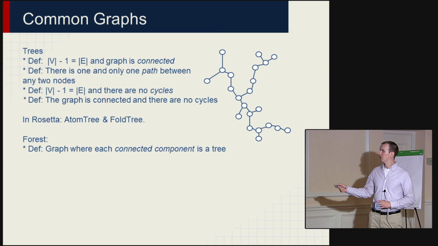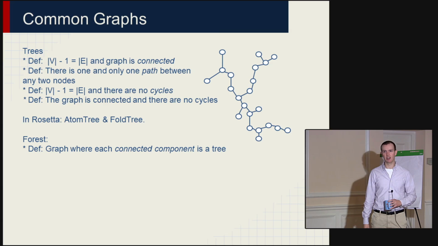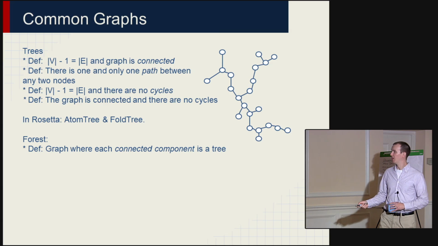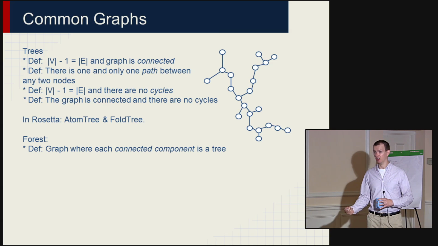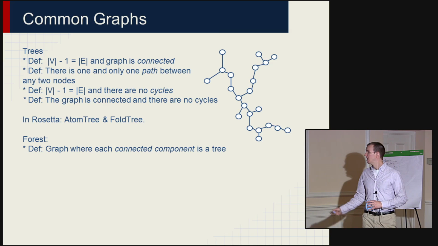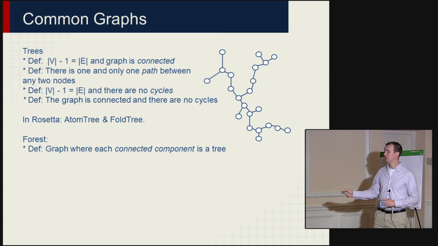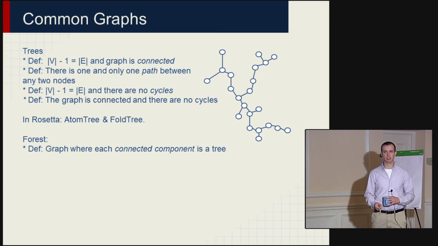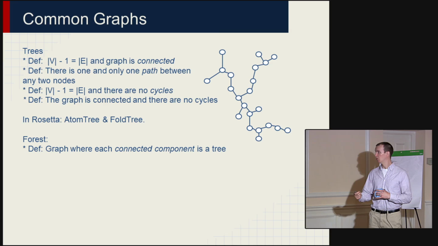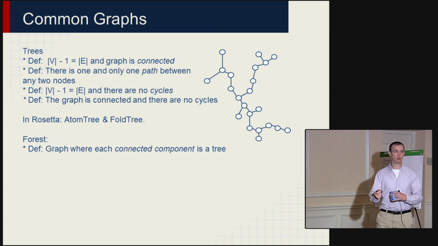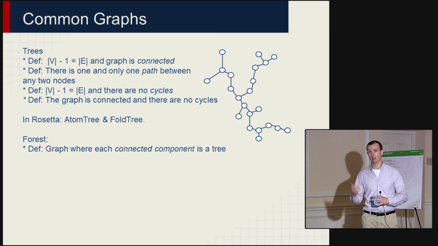So if you're out looking for a tree detection algorithm, you only have to implement a few of these combinations, and then you're guaranteed to get trees. In Rosetta, we have, say, an atom tree. This is a tree where each vertex represents an atom, and each edge represents not a chemical bond, but rather the direction in which you would propagate kinematic changes. That is, one atom would propagate changes directly to another atom, and that would be represented by an edge in the atom tree.